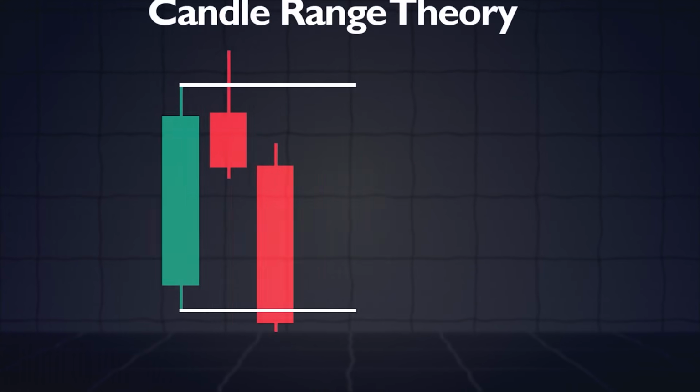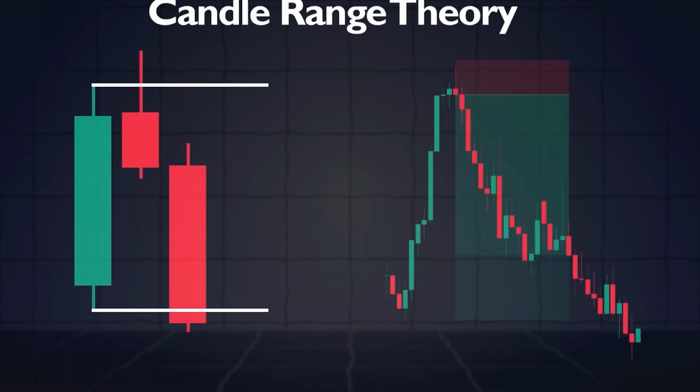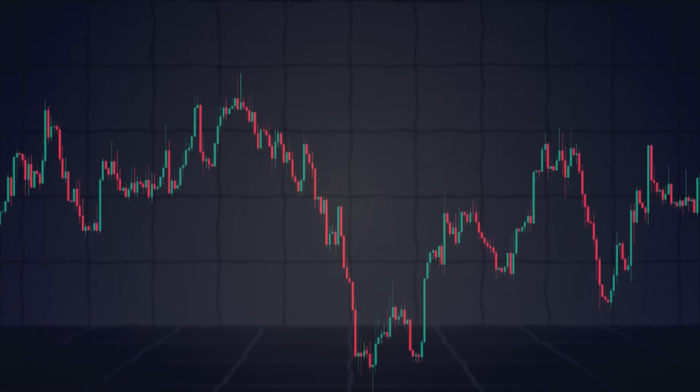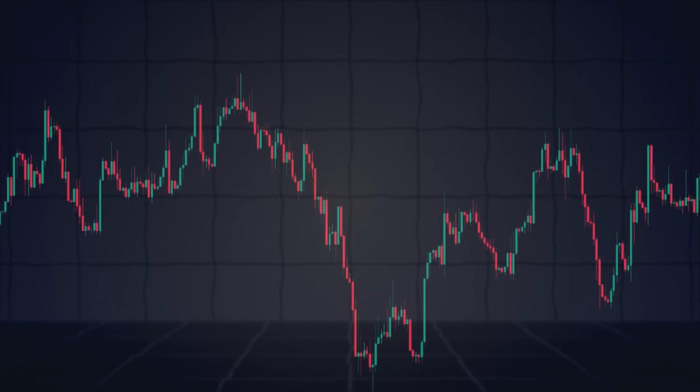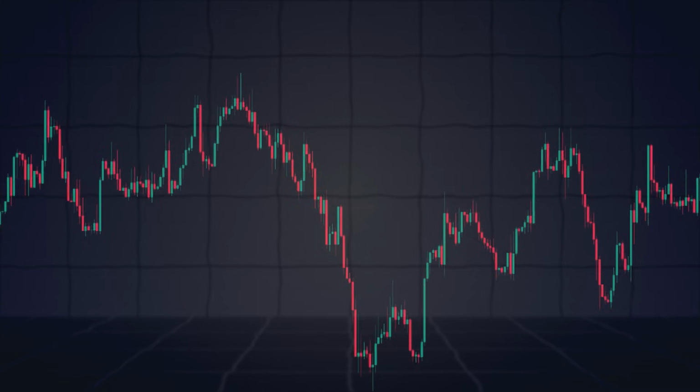Candle range theory is a powerful trading methodology, yet many traders make it unnecessarily complex when trying to implement it in live market environments. In this video, we will simplify the entire approach into clear, practical steps by explaining the fundamental idea behind CRT, demonstrating how to spot valid CRT formations on the chart, and then presenting a complete CRT trading strategy supported by real chart examples. Let's begin with the basics.